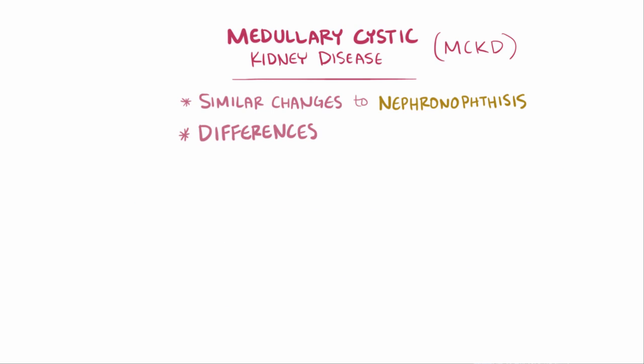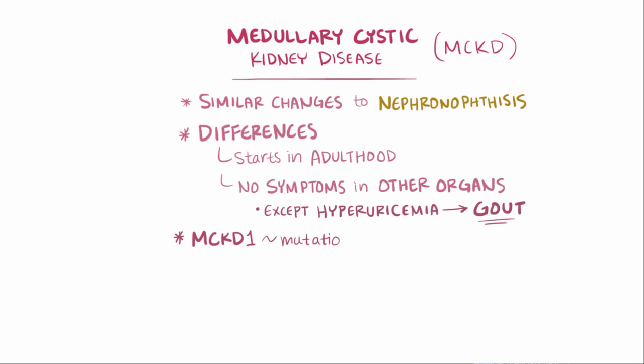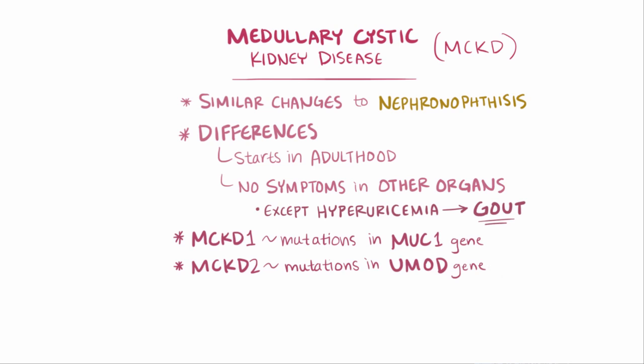Some differences are that MCKD starts in adulthood and doesn't have symptoms in other organs except for hyperuricemia because of a failure to excrete uric acid, which causes gout. Also, there are two types of medullary cystic kidney disease, one called MCKD1, which is caused by mutations in the MUC1 gene, and the other called MCKD2, which is caused by mutations in the UMOD gene. And both of these conditions are autosomal dominant.